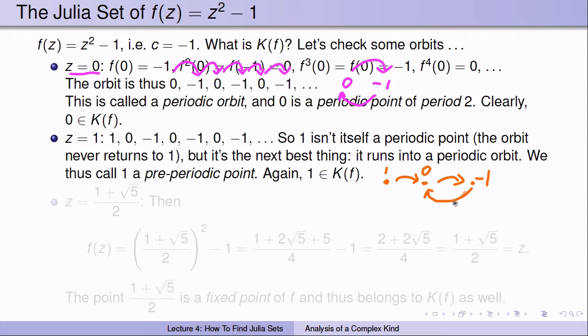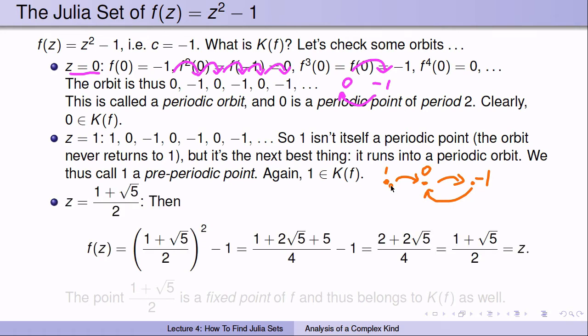Here's the periodic orbit, and 1 enters that periodic orbit. So it's pre-periodic, and then it's part of that periodic orbit later. Clearly, 1 also belongs to the filled Julia set because this orbit stays bounded and never goes off to infinity. Look at another example.